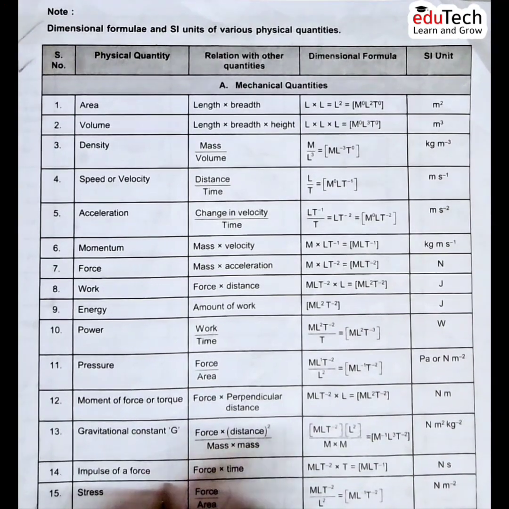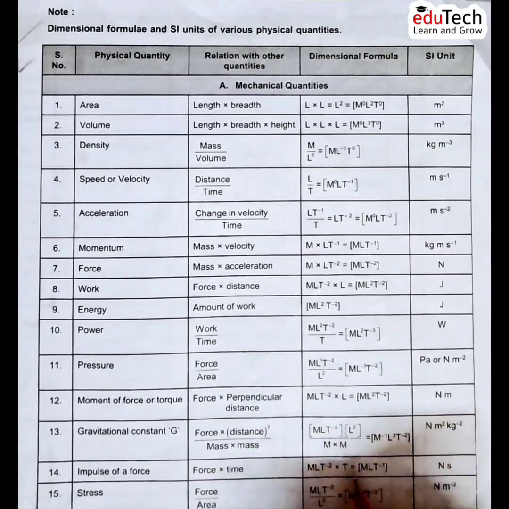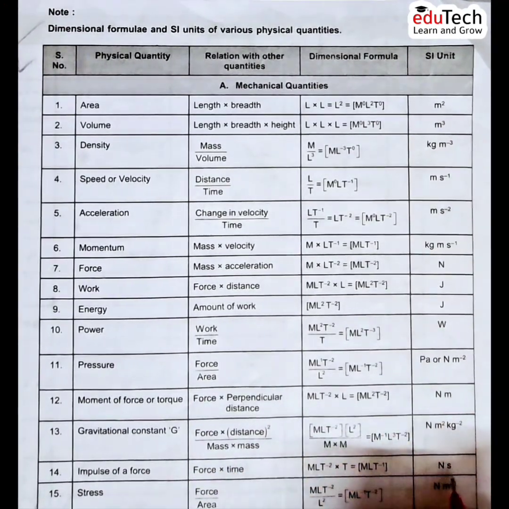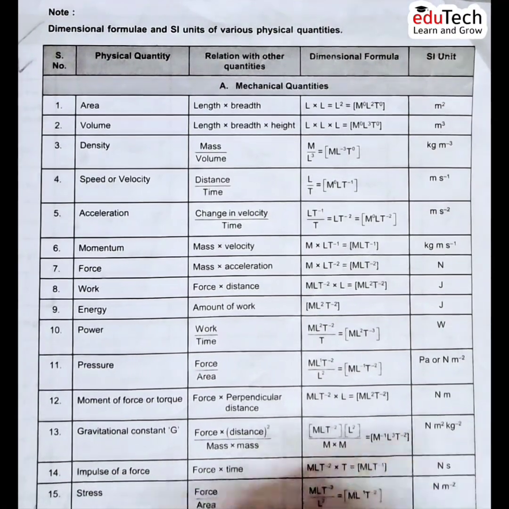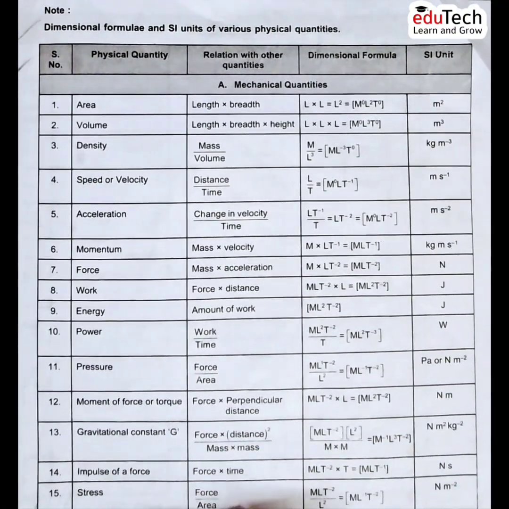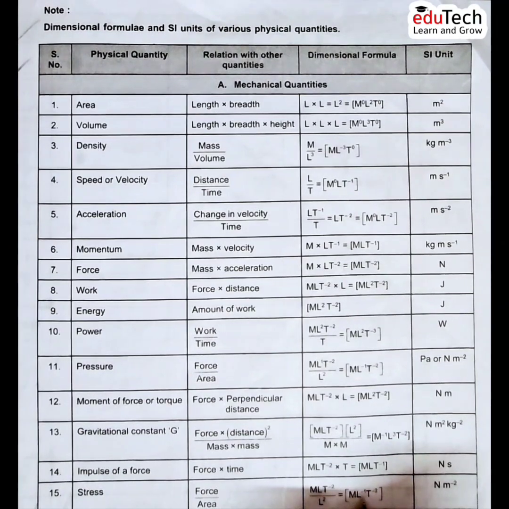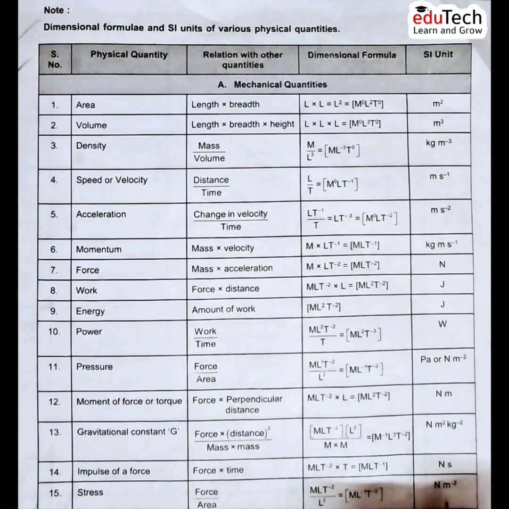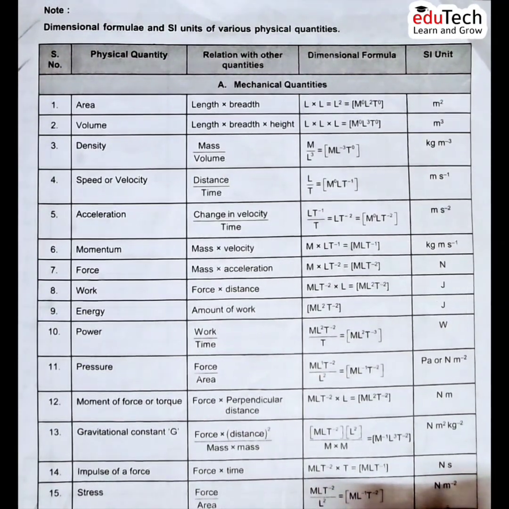14th is impulse of force, that is force into time, and dimensional formula M L T power minus 1, unit Newton second. 15th is stress, force upon area and dimensional formula M L power minus 1 T power minus 2 and SI unit is Newton per meter square.